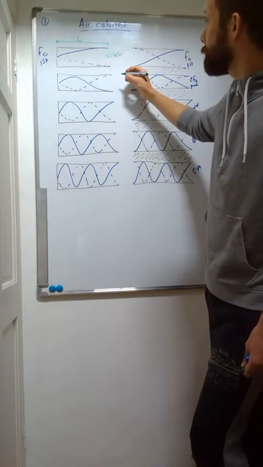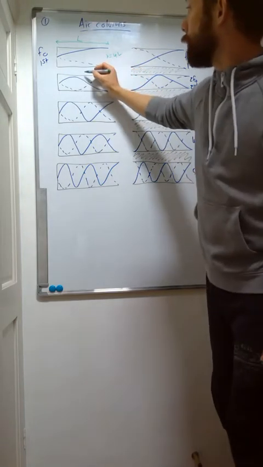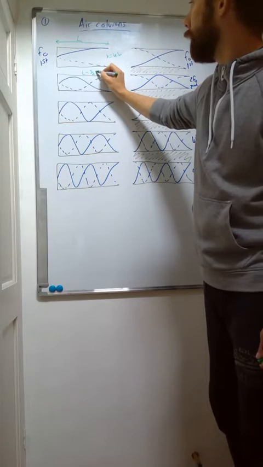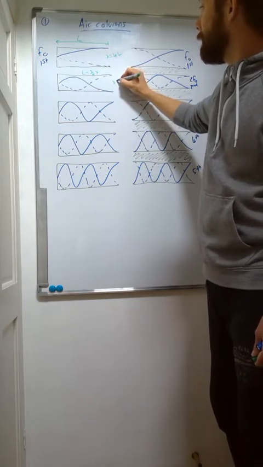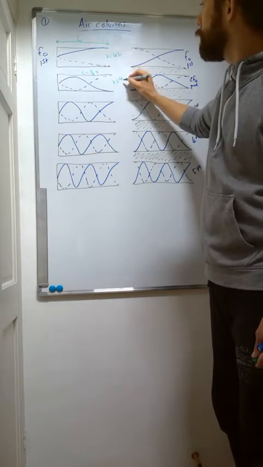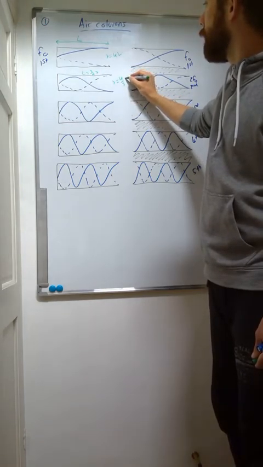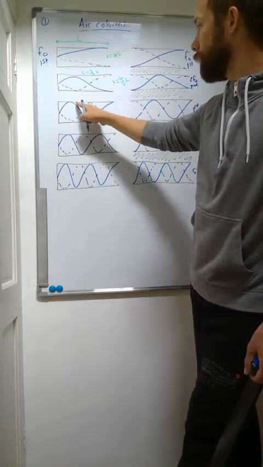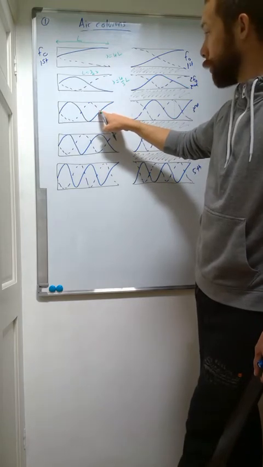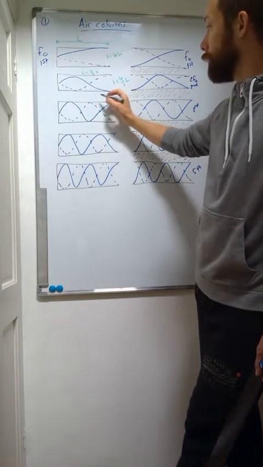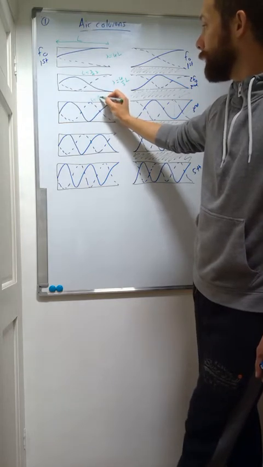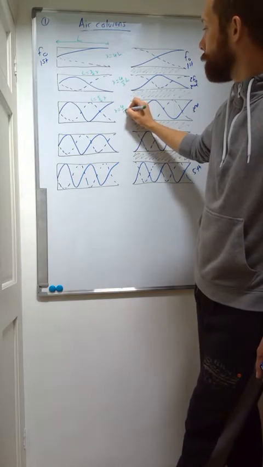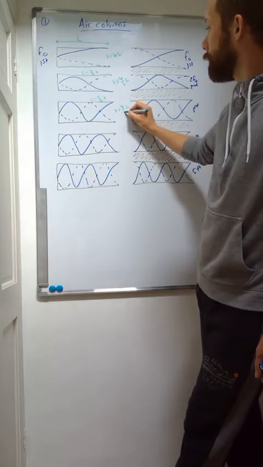And what we're going to say here is that L is equal to 3/4 of a wavelength. So a wavelength is equal to 4/3 L. Okay. Now, if we go down here, that is a full wavelength. So we've actually got a wavelength and a quarter of a wavelength. So here we're going to say that L is equal to a wavelength and a quarter of a wavelength. So here we're going to say lambda is equal to 4/5 L. That is 5.